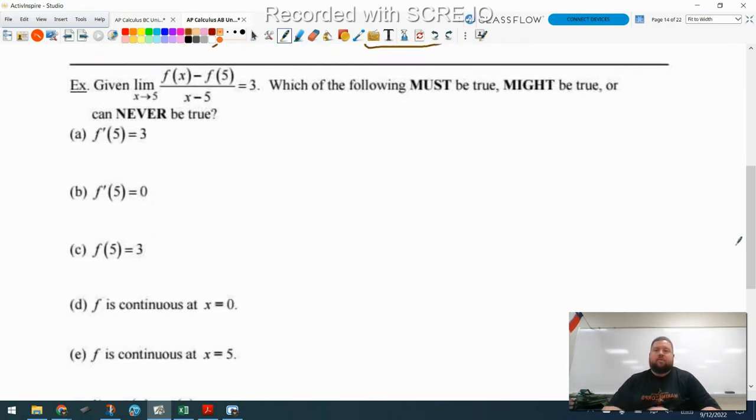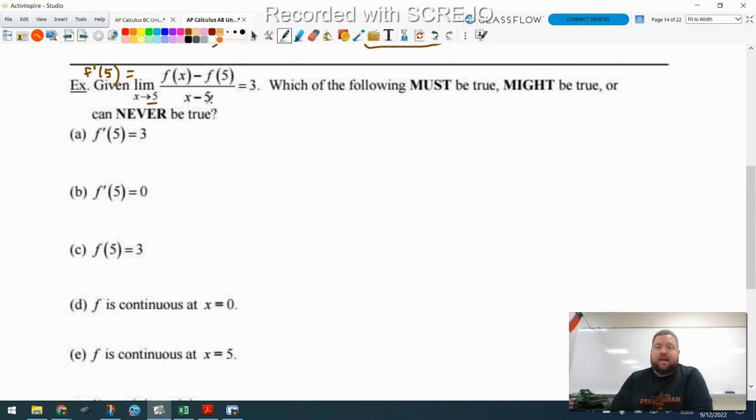All right, I'm going to play a little sometimes, always, never. All right, except we're going to use the words must, might, and never. Okay, so this limit is equal to 3. What you're expected to realize here is that this is the alternative form of the definition of derivative. This limit right here is equal to f prime of 5.